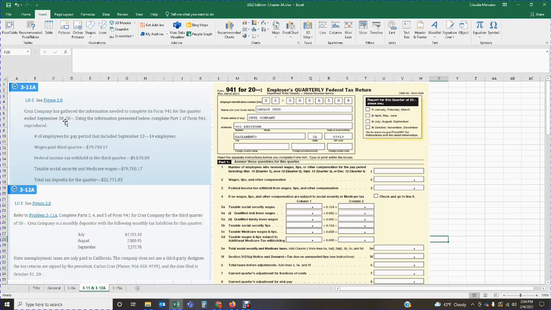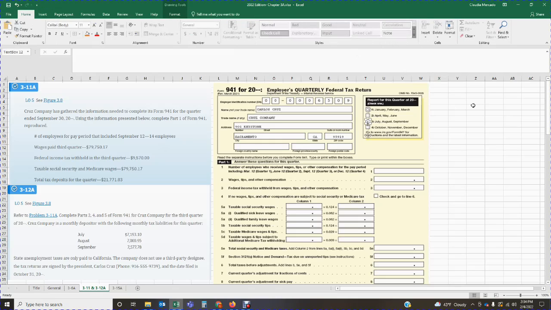Okay? So January, February, and March is the first quarter. April, May, and June is the second quarter. July, August, and September is the third quarter. And October, November, and December is fourth. So this is as of the end of September. So that means that we are going to use the third quarter. Okay. So we have to mark the box.